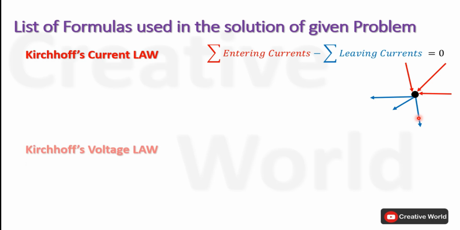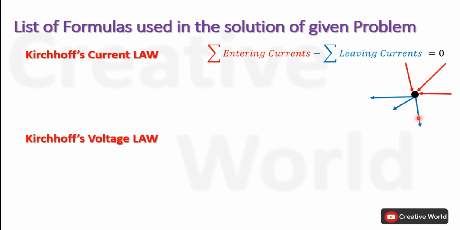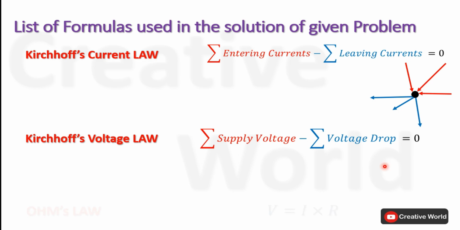We also will be using Kirchhoff's voltage law. According to this law, a cumulative supplied and dropped voltage across circuit elements in a closed loop is always equal to 0. Ohm's law will also be utilized while solving this problem.